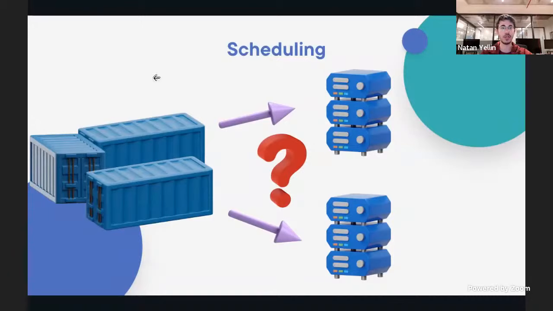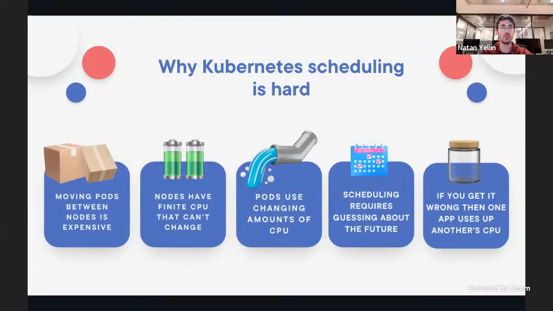Turns out that's an incredibly hard thing to do, and especially hard to do on Kubernetes. So I want to look at why that's fundamentally a hard problem. And there are five sort of physical constraints here, which make this a hard problem.